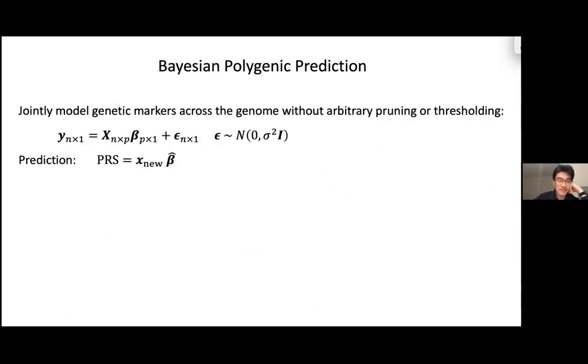So to address these limitations and improve the conventional pruning and thresholding method, a more principled framework is to calculate the polygenic risk score by jointly modeling the genetic markers across the genome without any arbitrary pruning and thresholding. And to do this, we are basically fitting this linear regression problem where the phenotype vector is regressed onto this genotype matrix X, and beta here is a vector of SNP effect sizes. And epsilon is a vector that captures non-genetic effects. So if we can jointly fit this regression model and get the effect size estimates, which is denoted as beta hat here, we can take the estimate to the target data set and weight the genotypes there and compute a polygenic risk score.